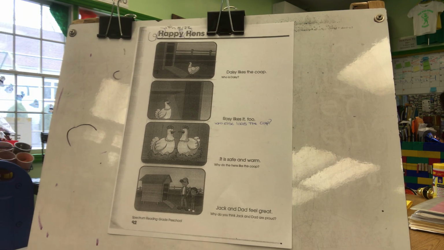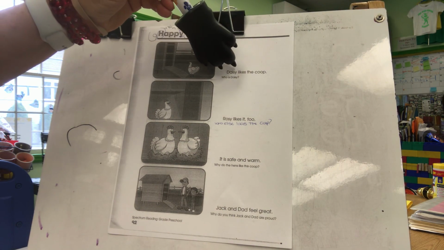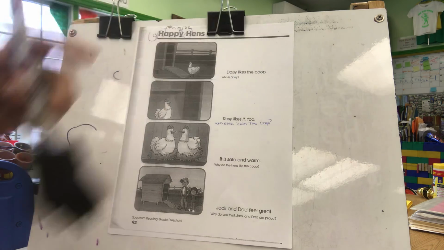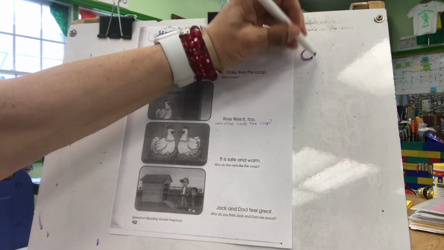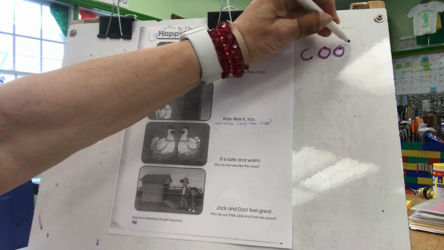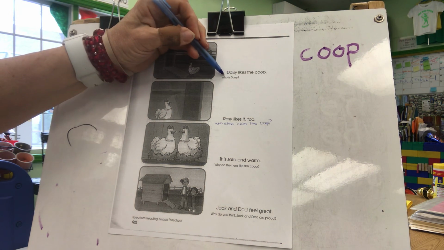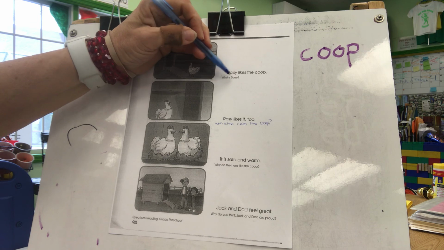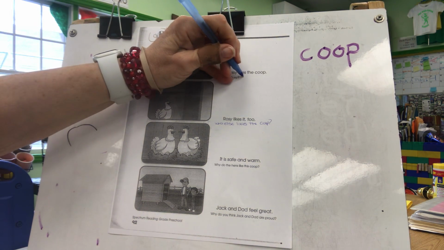Look at the first picture. All right, we have Daisy likes the coop. Coop is a new word. Word alert, word alert, word alert. C-O-O-P. Coop. And the question is, who, that's our WH word, who is Daisy? All right, we have to answer our question. Who is Daisy? Daisy is a what? If you said hen, I agree, so let's write the word hen.